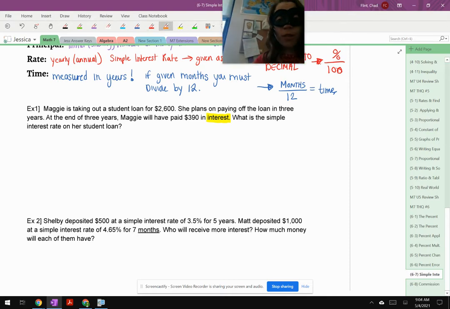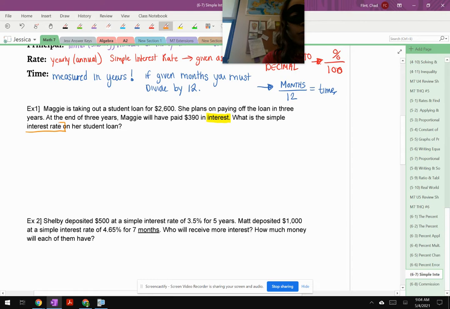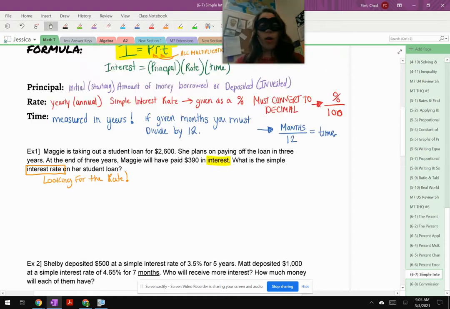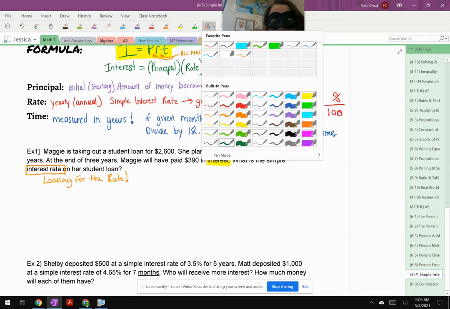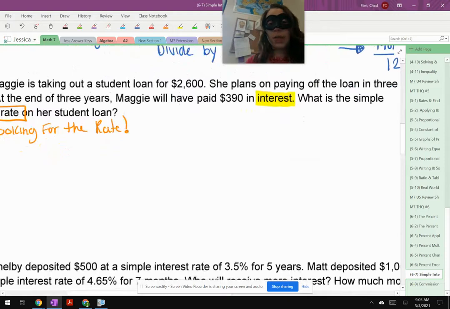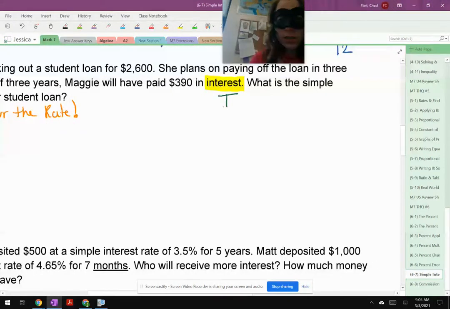So in this problem, they are looking for the rate, which is a good thing to know. That means the R is going to be the piece that I'm missing in that formula. So I'm going to jot down that formula: interest is equal to principal times rate times time.